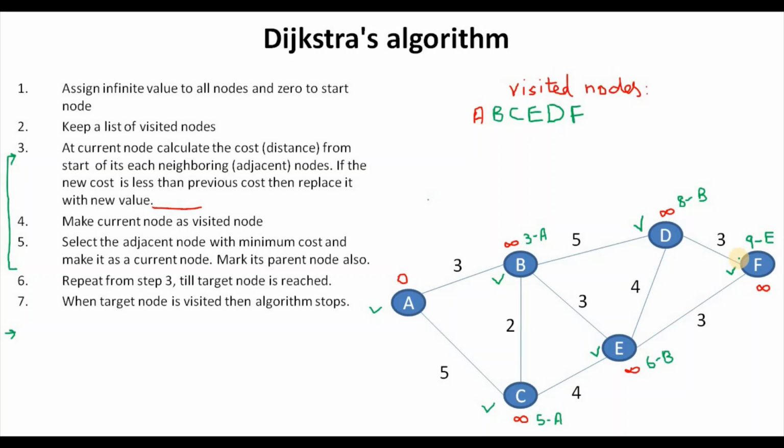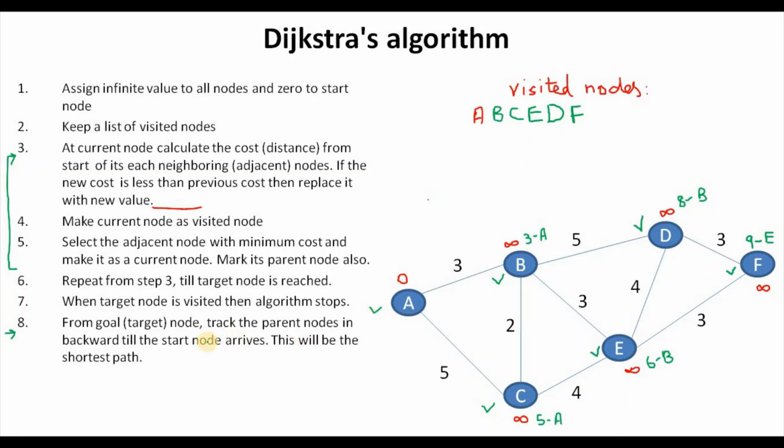So we have reached a goal now. Now what we have to do, we have to go to step number 8, which says that from the goal or target node, track the parent nodes backward till the start node arrives. This will be the shortest path.